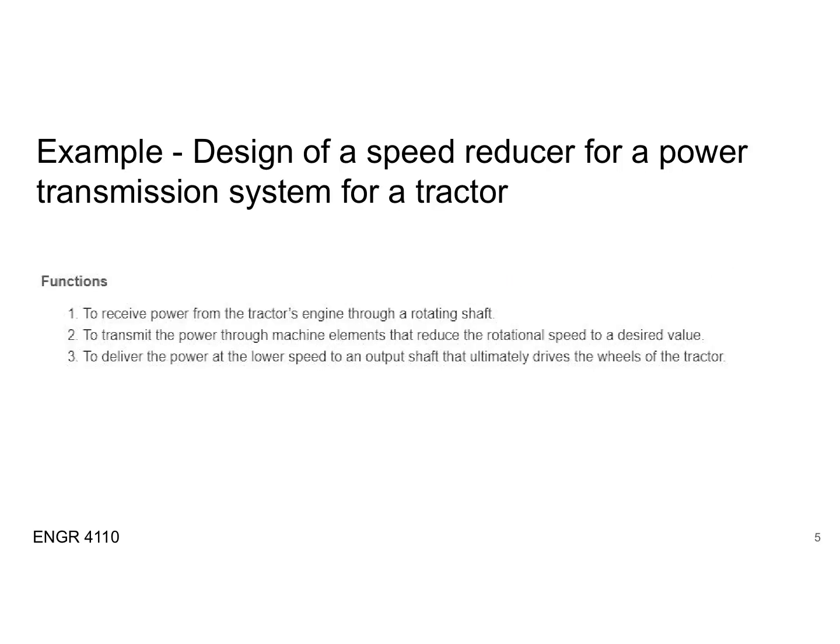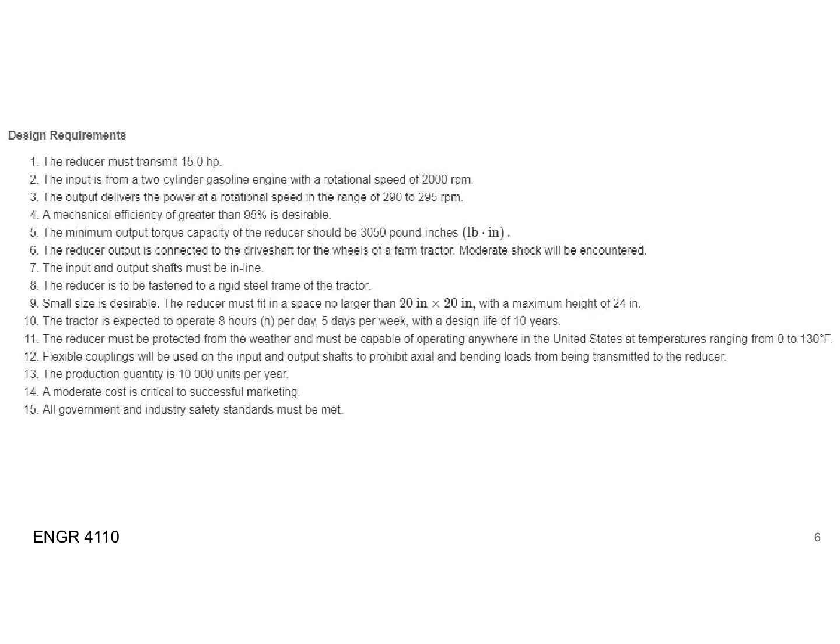So, example: design of a speed reducer for a power transmission system for a tractor. Example of functions. As we have seen, functions are non-quantitative statements that just describe what the device must do. So, to receive power from the tractor's engine. It's a very general statement. To transmit the power through machine elements that reduce the rotational speed to a desired value, and to deliver the power at lower speed to an output shaft that ultimately drives the wheels of the tractor. Now let's look at example design requirements.